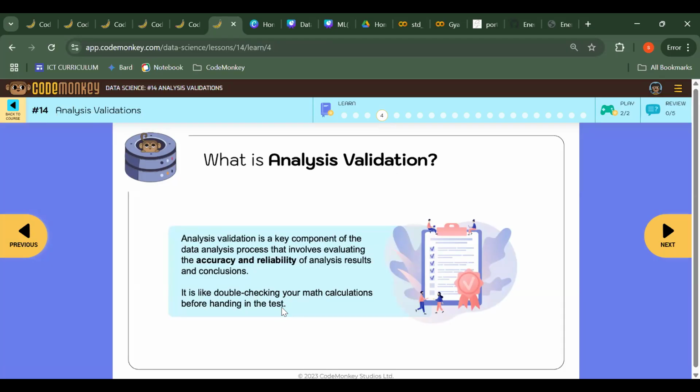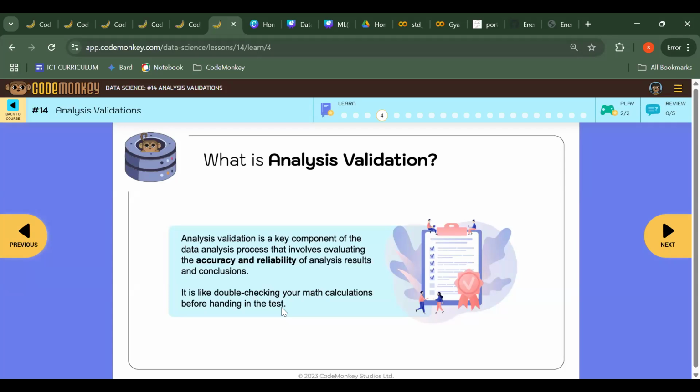For example, imagine you have done a lot of math problems for a test. Before you hand in the test, you go back and check whether your answers are correct or not, because you don't want to make silly mistakes in the exam, right? That's exactly what analysis validation is. You're validating the data.